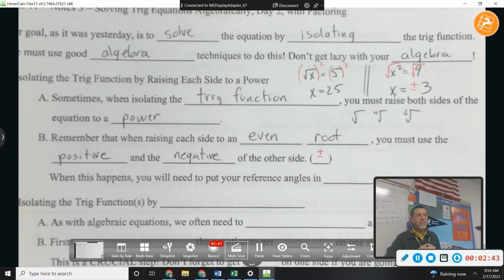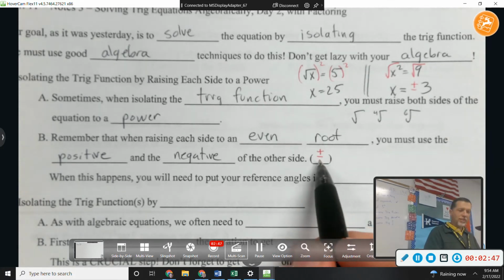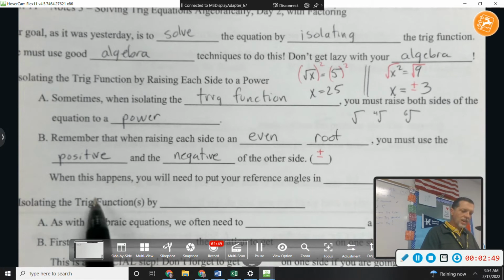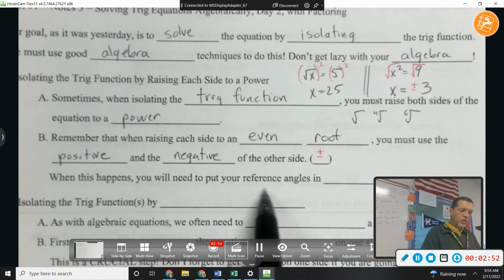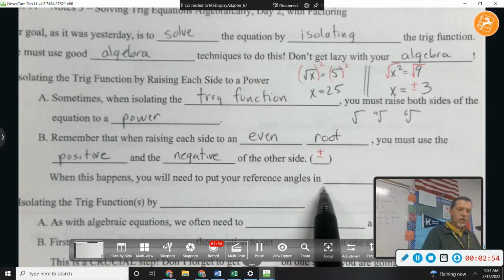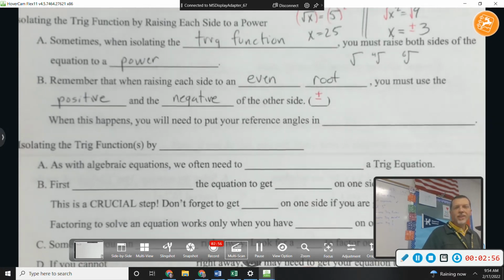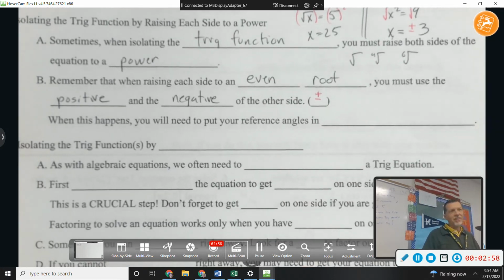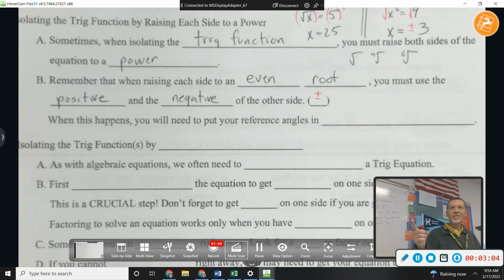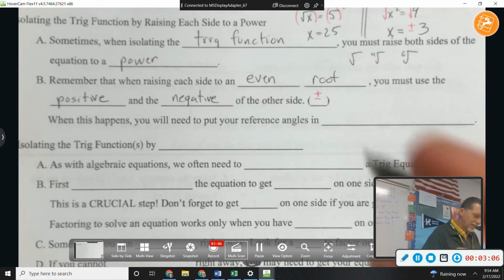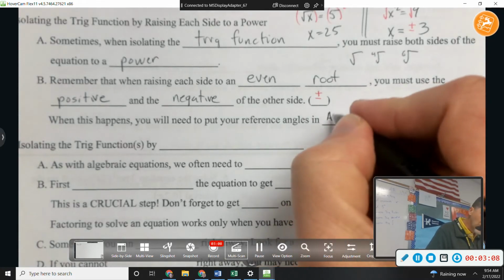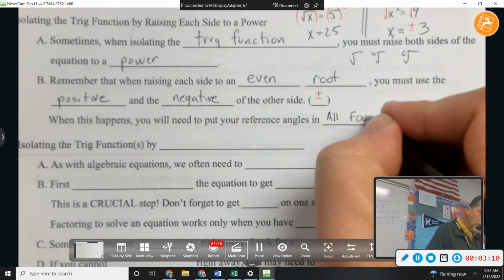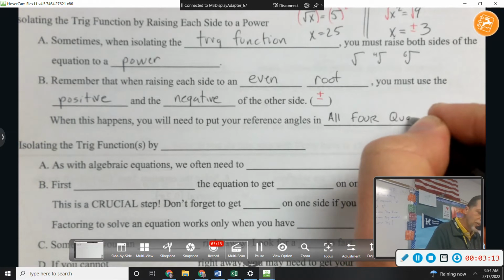Now for trig, this is kind of good news, because if our answer is the plus and the minus, then you need to put your reference angles in which of the quadrants? If we're allowed to have the positive and the negative answer, which quadrants will that be in? All of them. And so in some ways it's easier because you're not really worried about which quadrant it's in. It's in all 4 quadrants.